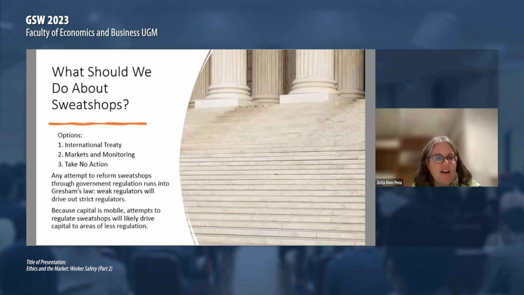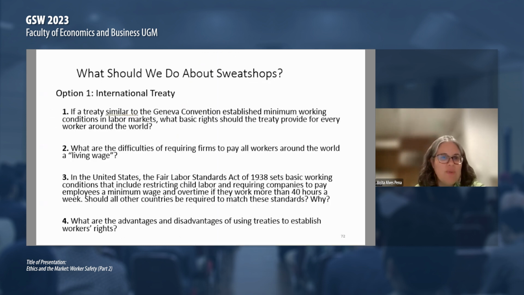And in the techniques of cost-benefit analysis, it's often the case that researchers think of no action as an action as well. So any attempt to reform sweatshops through government regulation would run into Gresham's law. Weak regulators will drive out strict regulators. And if capital is immobile, attempts to regulate sweatshops will likely drive capital to areas with less regulation. And in the first lecture, we talked about factors of production sometimes being mobile and able to be changed, and sometimes not being able to be changed and being fixed. And so this distinction might pertain to the short run versus the long run from an economics perspective, right?